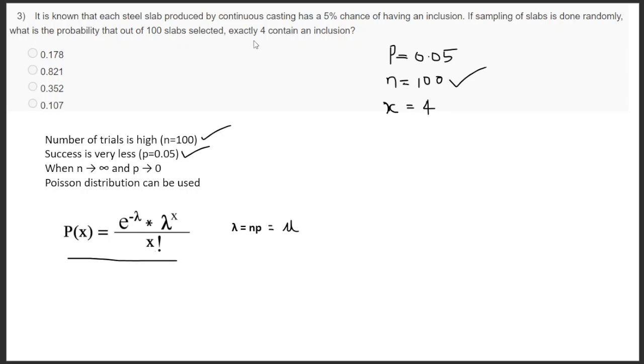Here they ask for exactly 4 containing an inclusion. So we are going to evaluate for x equal to 4, the probability of 4 containing an inclusion, given that 0.05 is the probability of having an inclusion. It's just plugging in the values: lambda, which is n into p, is 5, so e power minus 5 into 5 to the power x, which is 4, divided by x factorial, 4 into 3 into 2. So it gives the answer. Okay, let me evaluate.